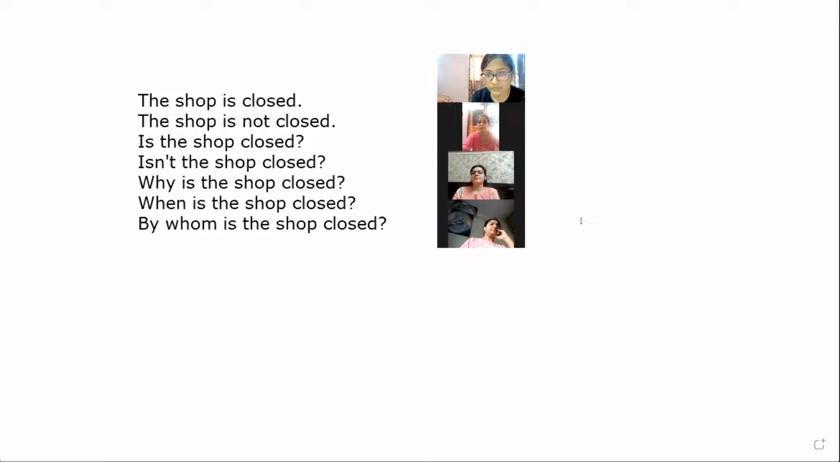Is the college closed? The boutique is opened. The school is not open. Is the market open? Why the exam is cancelled? By whom is the school opened? Okay. These all are correct. Why chocolate is not distributed? When is the class getting started? By whom the mobile is broken? Okay. These are correct.